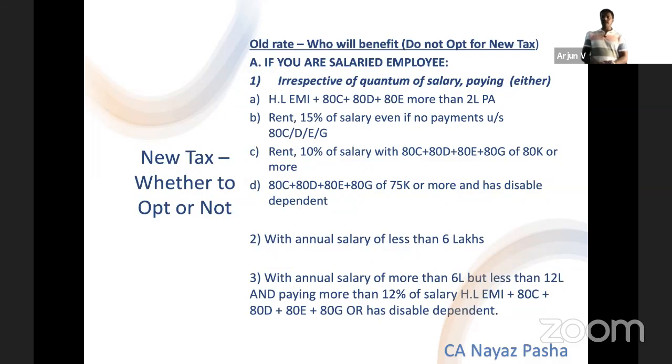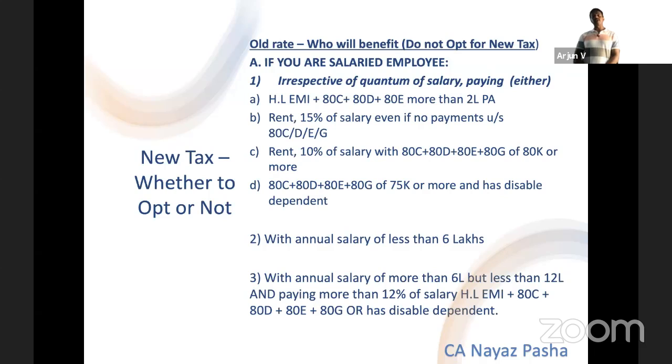Third option: if your rent is around 10% and you save 80,000 rupees across ATC, ATD and so on, all put together. These sections can include medical insurance premium, interest on education loan, ATG donations, and ATC, all adding up. If you can reach 80,000 rupees and you are paying 10% rent of your salary, done. You are good with the old rate.